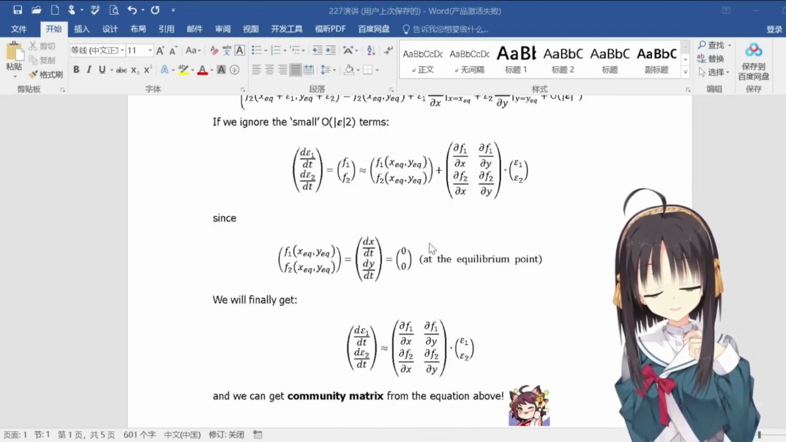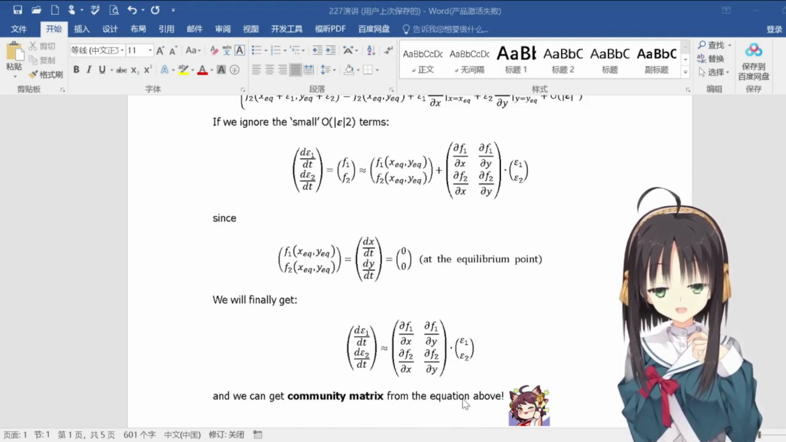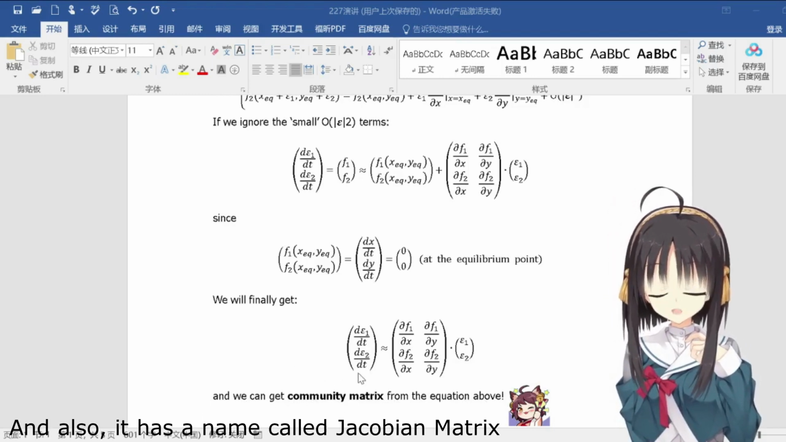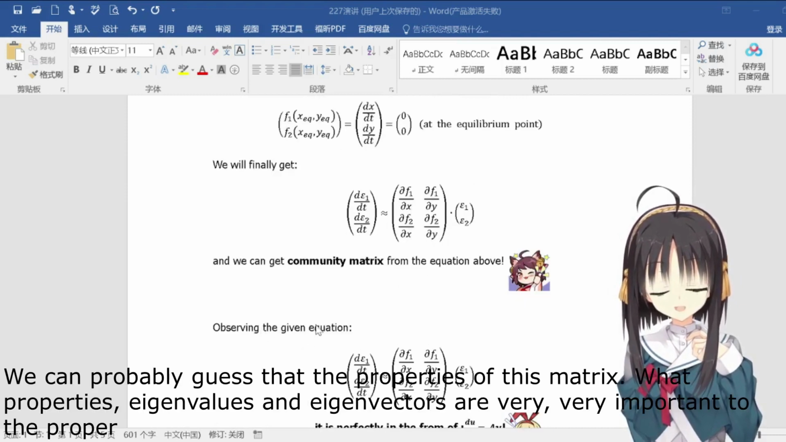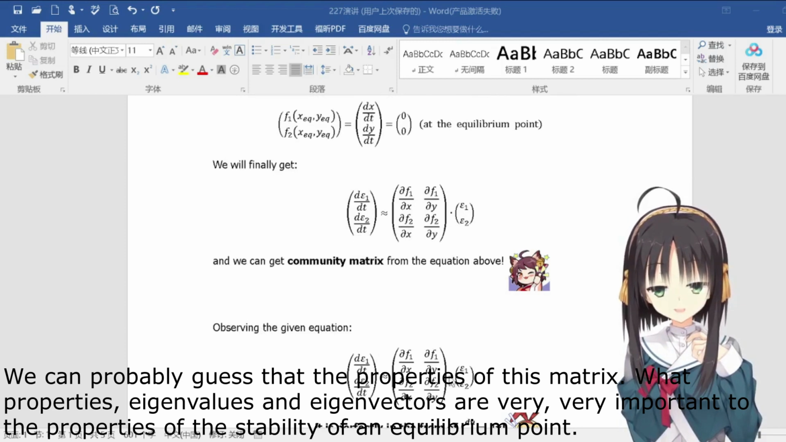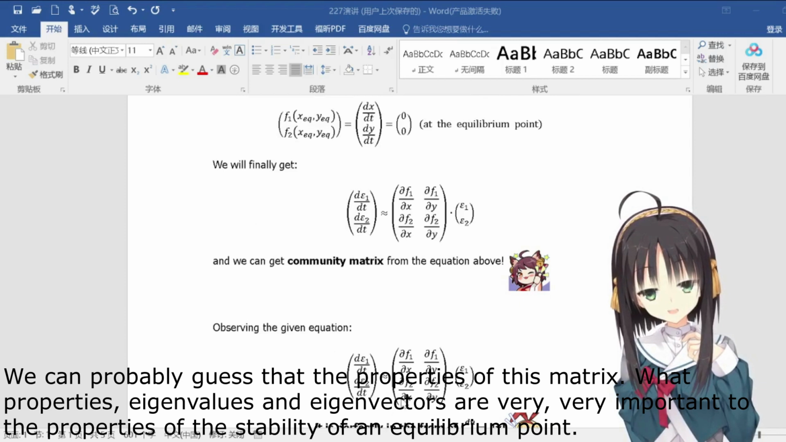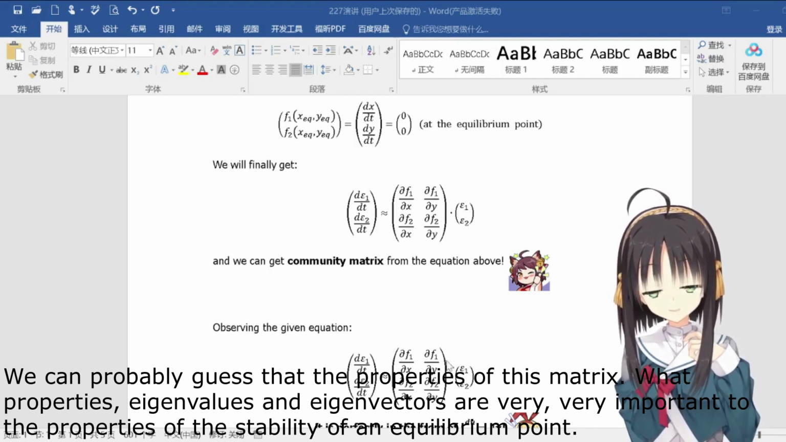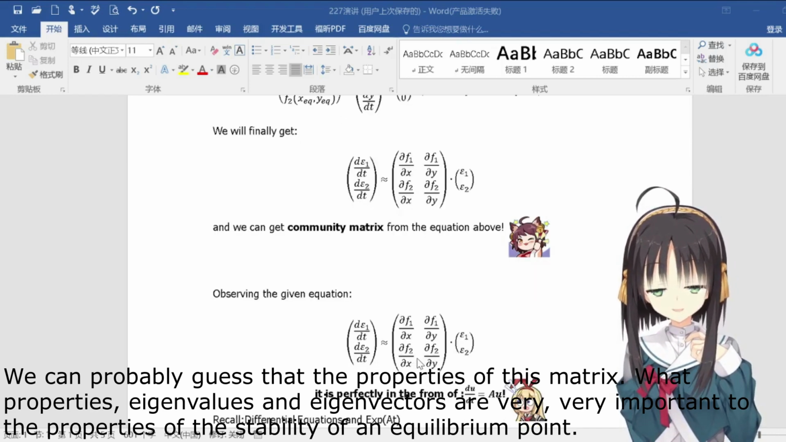And here we will introduce a new concept. We can get the community matrix from the equation above, and it also has a name called the Jacobian matrix. Observing the given equations, we can probably guess that the properties of this matrix, its eigenvalues and eigenvectors, are very, very important to the stability properties of an equilibrium point.